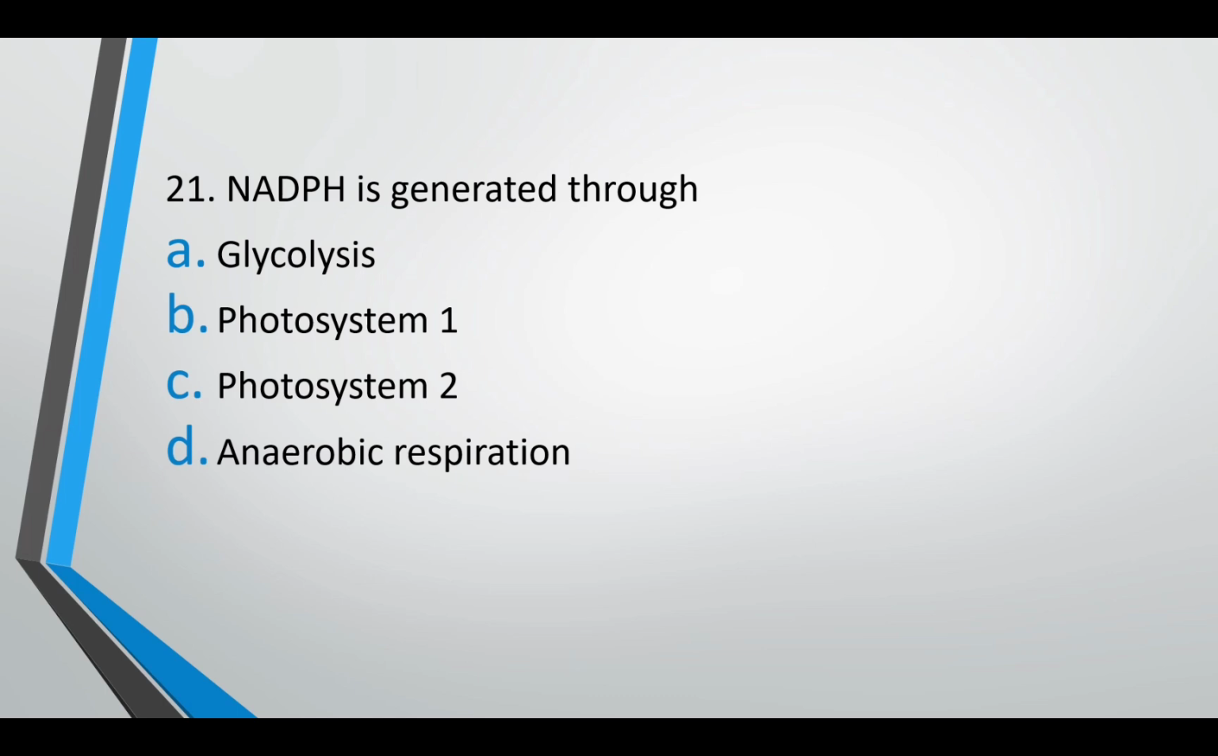NADPH is generated through option A, glycolysis, option B, photosystem 1, option C, photosystem 2, option D, anaerobic respiration. NADPH is generated through. Correct answer is option B, photosystem 1.